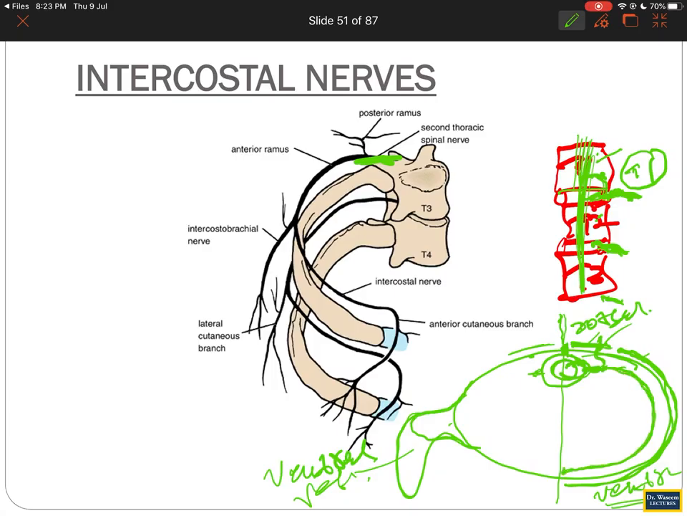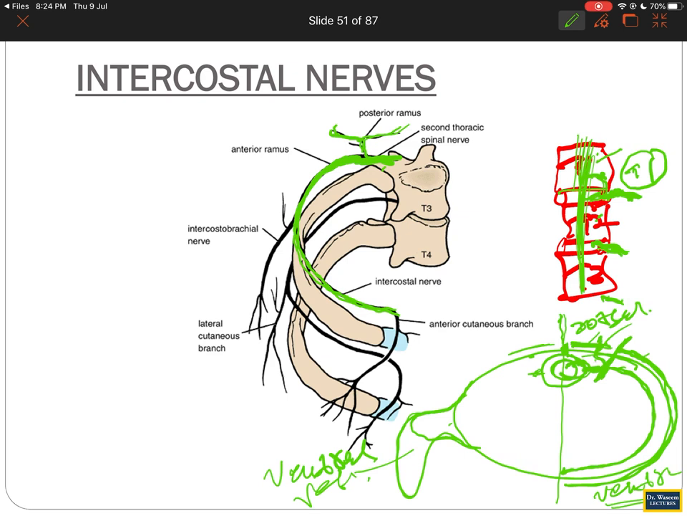So if I take this one here, you see a very small posterior ramus that will split up into medial and lateral branches, no problem. But the very long and large one will be your anterior ramus, because the anterior ramus has a lot of responsibilities, as it will reach up to here. You know that your intercostal muscles start here from the tip of the transverse processes. So your posterior rami will have nothing to do with the intercostal spaces.